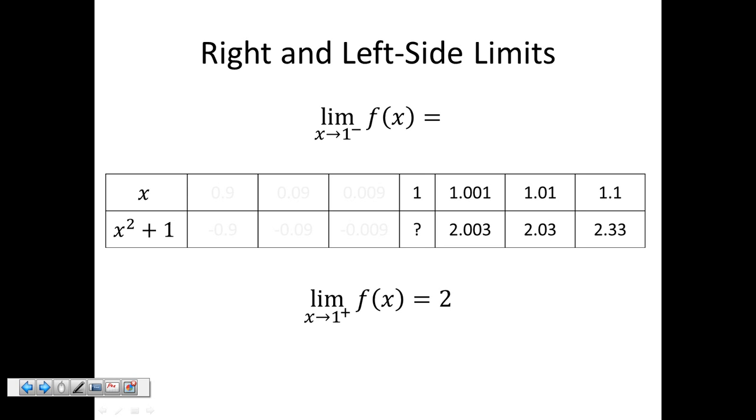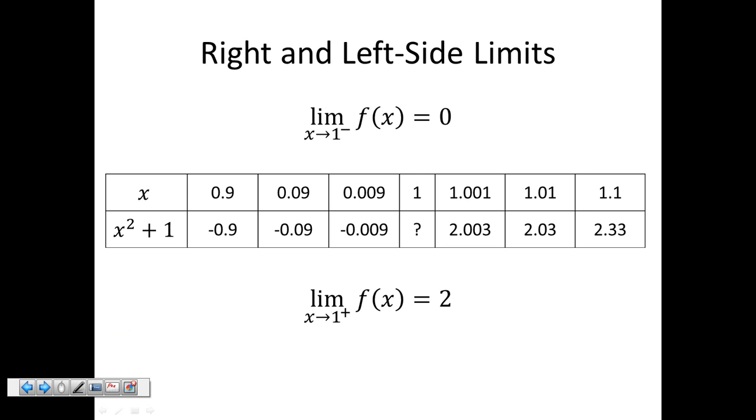So what happens when our left side and right side limits don't agree? When I take the limit as x approaches 1 from the left, I get 0. When I take the limit as x approaches 1 from the right, I get 2. They don't agree. Well, what that means is that my limit, notice no notation now, the limit as x approaches 1, not from the left or from the right, does not exist. When you see DNE from me, that means does not exist.